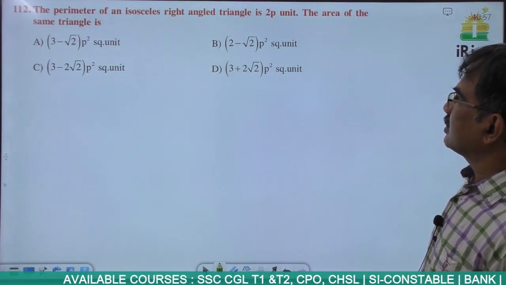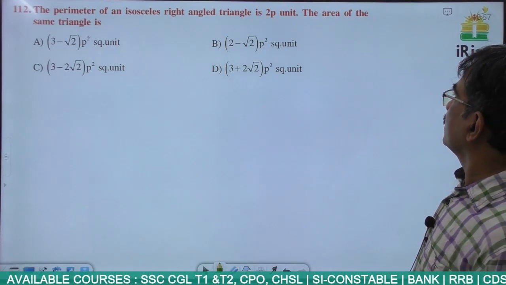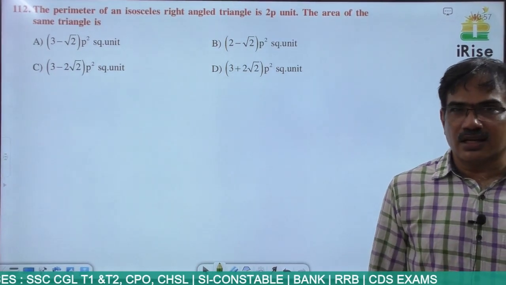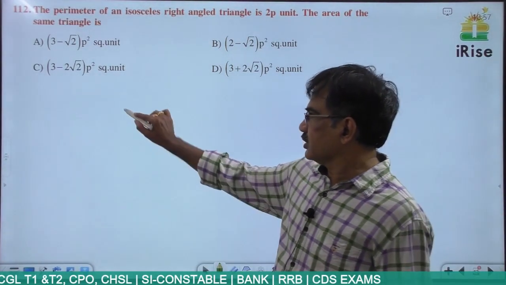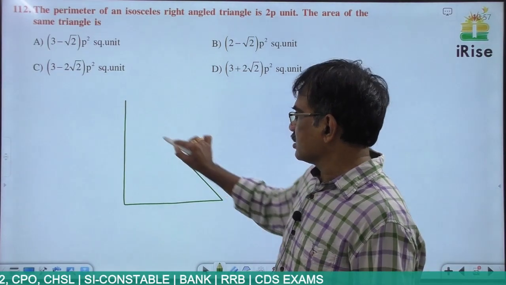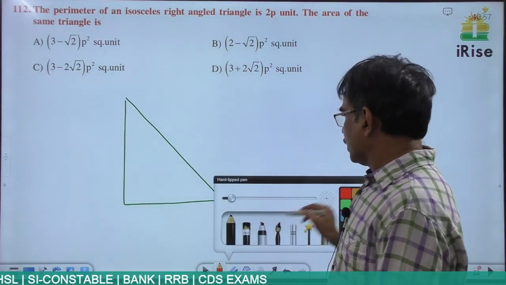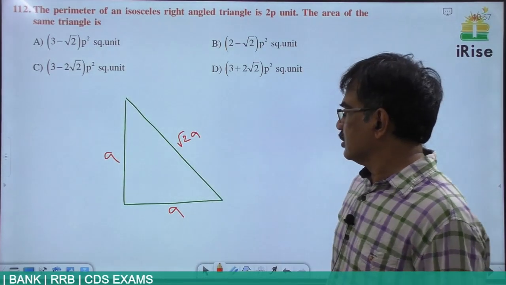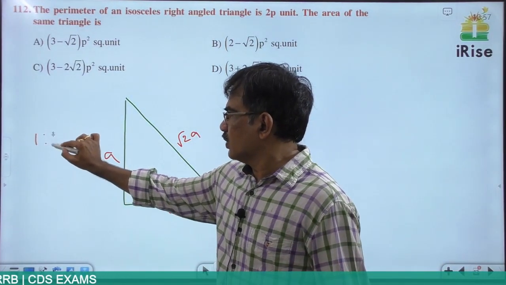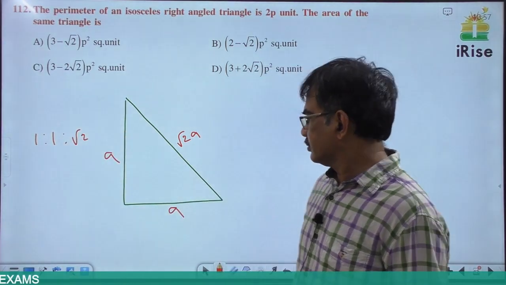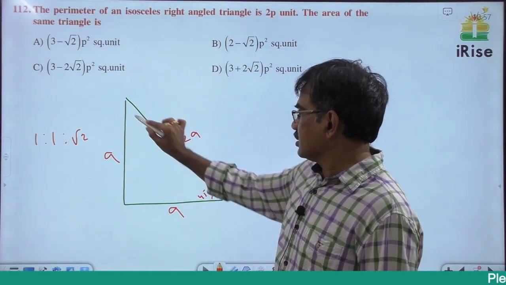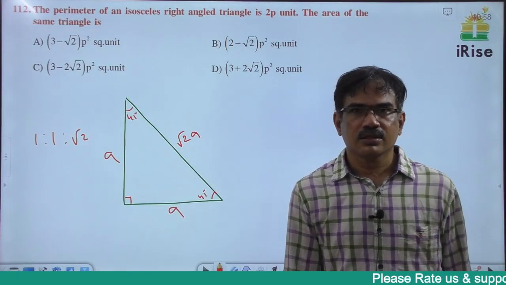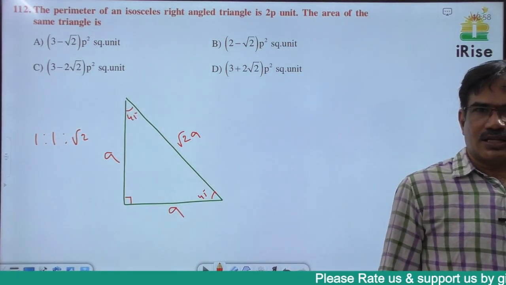The perimeter of an isosceles right angle triangle is 2p. Then what is the area of the same triangle? Right angle isosceles triangle. You have to know the properties of a right angle isosceles triangle. If this side is A, this side is A, this is root 2 A. They are in the ratio 1:1:√2 sides. And this is 45 degrees, this is also 45 degrees, this is 90 degrees. This is called a right angle isosceles triangle.